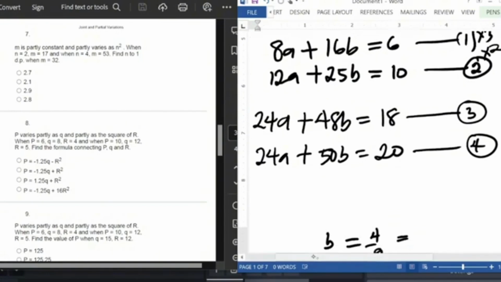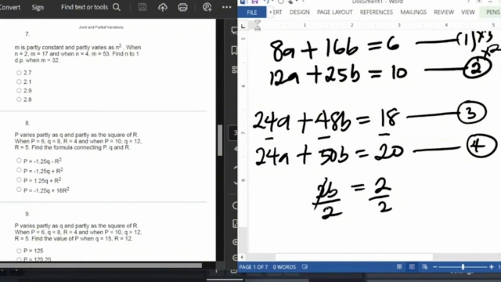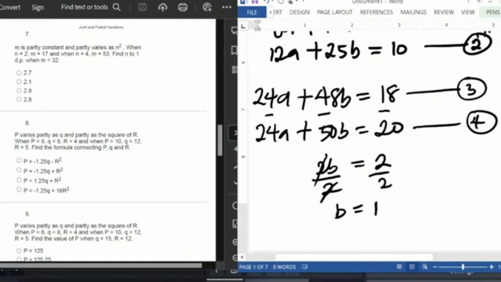So we subtract equation 3 from equation 4. This will give us 2b, while this will give us 2. So divide both sides by 2. This cancels this. So then b equals 1. We can then substitute b equals 1 in any of the equations.